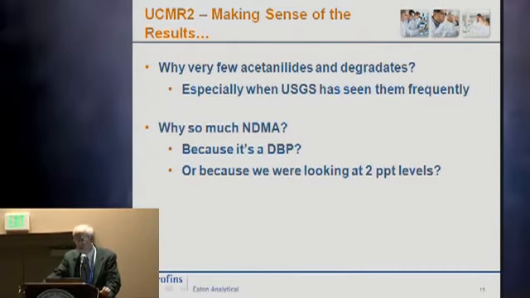So, looking at this in retrospect, did we not see the acid analytes and degradates because we weren't looking low enough, or was it that we just weren't looking at the right periods of time? Because UCMR has very specific frequency for monitoring, which is quarterly for surface waters, and not that anybody would do it, but you could game the system and be sure that you weren't actually doing your monitoring at the time when herbicides were being applied. Why did we see so much NDMA? Was that because it's a disinfection byproduct, or was it because we're suddenly looking at 2 parts per trillion?